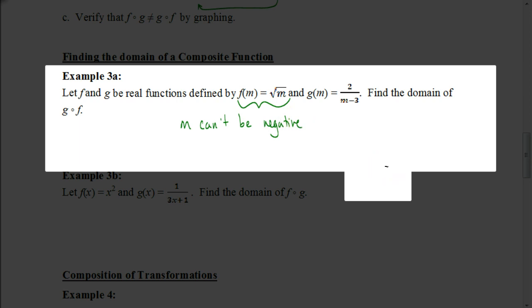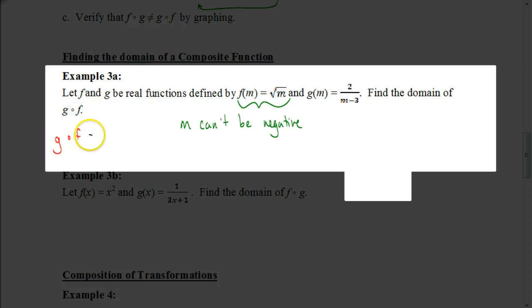Okay. Now, do not treat these as two separate pieces. The reason why I'm starting out by looking at just function f is because we're trying to find the domain of g following function f. So our theorem tells us that we have to look at the domain of function f first. So the domain of function f is that m can't be negative. Now I'm going to consider the composition of these two.